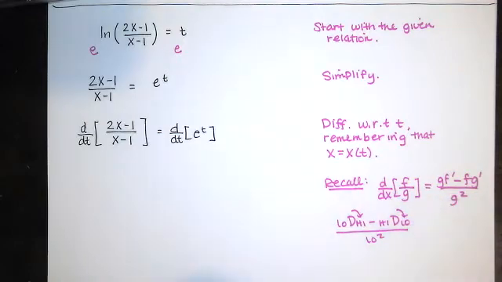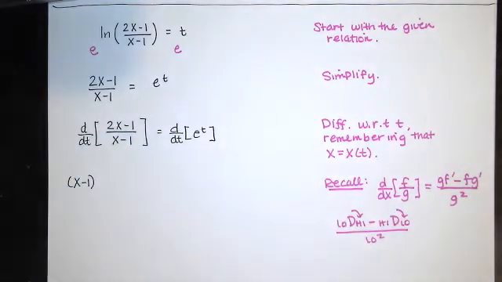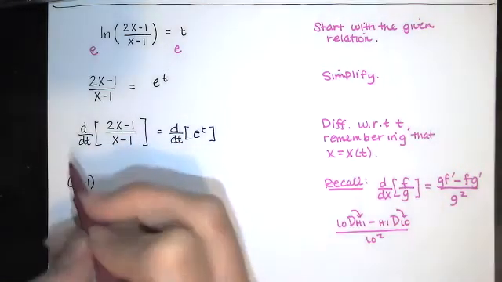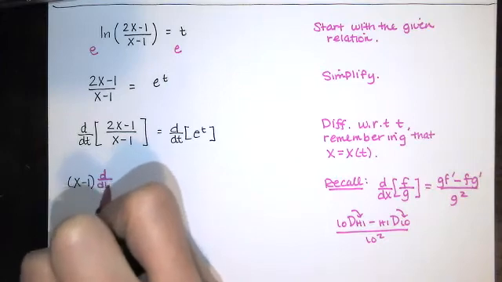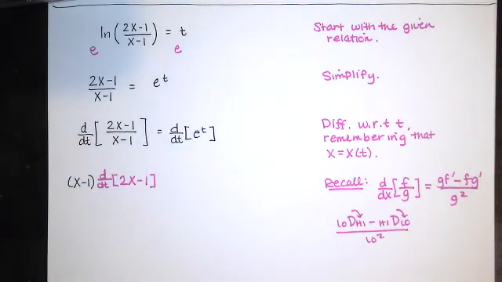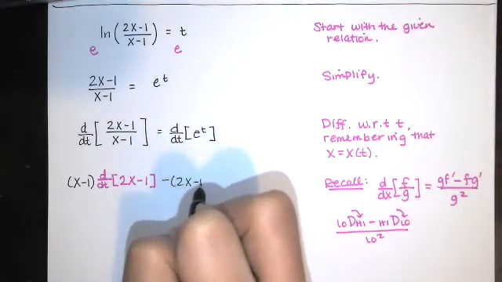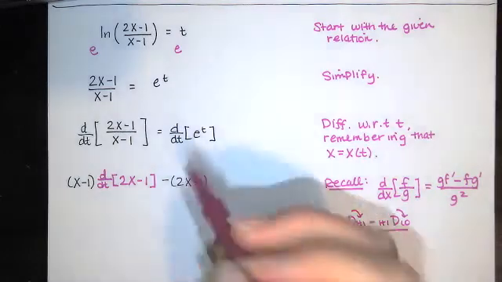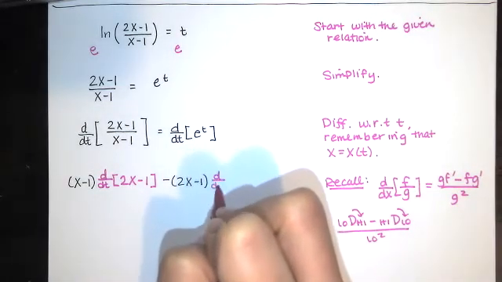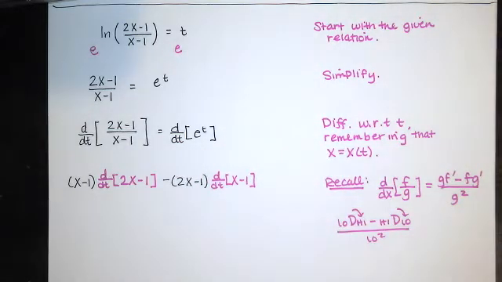Okay, so that's what we're going to apply right here to this guy. So it's low, bottom function, d high, with respect to t, remembering that x is a function of t, minus high, d low, all over low low, bottom function squared.